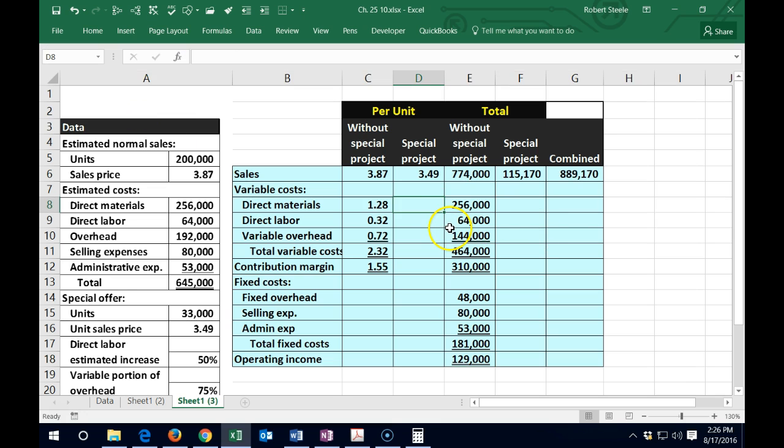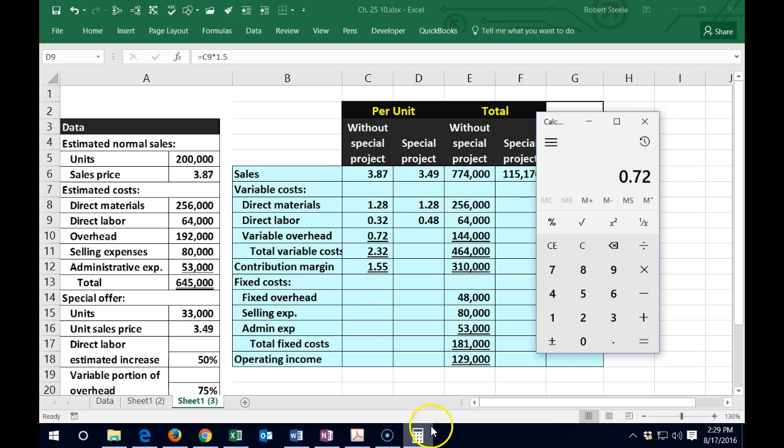Alright, so now we're going to do the same type of thing with the special project. When we talk about the special project, the direct materials per unit will be the same. That will not change. The direct labor, remember, is usually completely variable, but we said that we're going to have that overtime component. So instead of 0.32, we said it's going to increase by 50% per hour per unit. So we're going to say the 0.32 times 1.5, 150%.